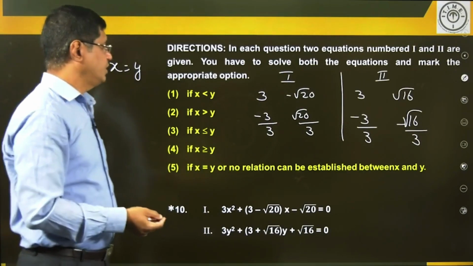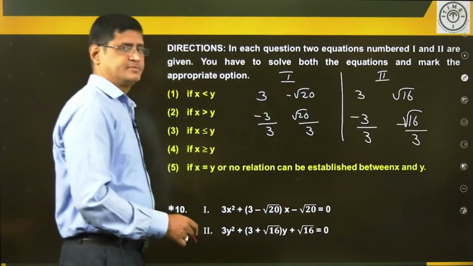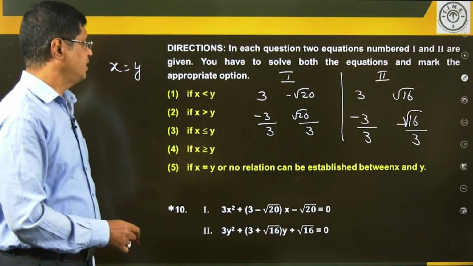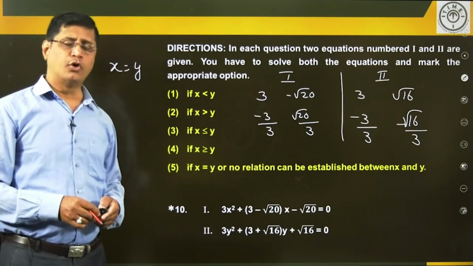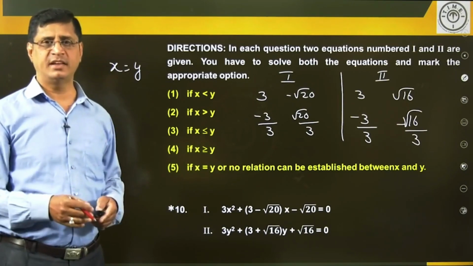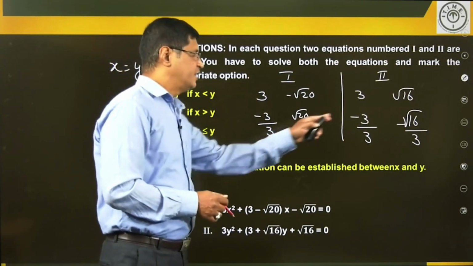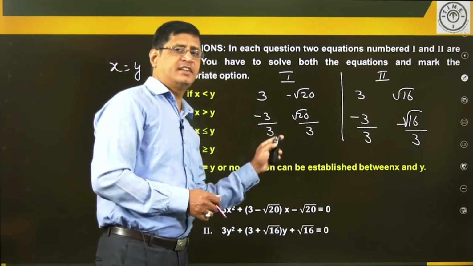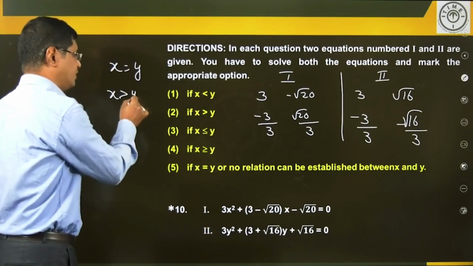Then what about the next one? Minus root 16 by 3. Root 16 means it's a 4. 4 by 3 means minus 1, 1 by 3. Here it is a 1, that is minus 1, 1 by 3, means it is greater than that value. So, the result is x greater than y.